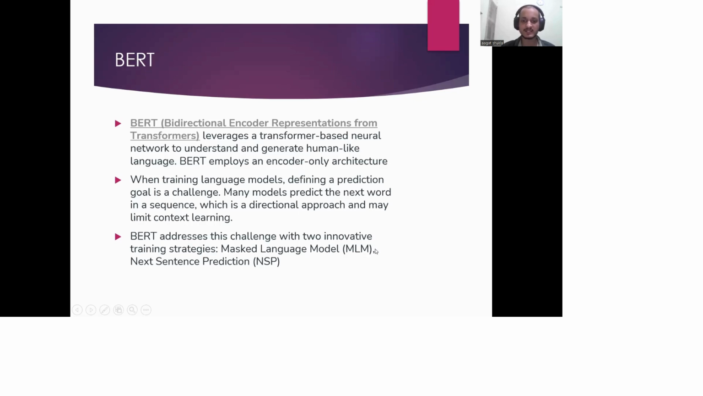The first was masked language model, and the second was next sentence prediction. In masked language model, let's say I have a sequence of words, which is a sentence. I mask certain words in them, and I predict those words in the output, so that it can understand the context among different words.